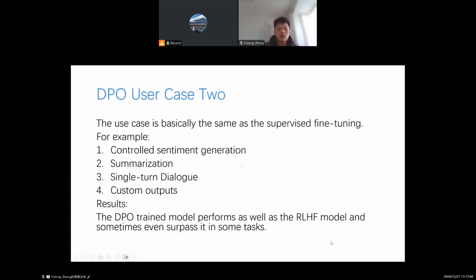And the second use case is basically the same as supervised fine-tuning. However, there are some advantages. For example, in some scenarios when only preferences can be given, we can use this algorithm to get a better result. For example, controlled sentiment generation, summarization, single-turn dialogue, or some customized output. And we can see from the original paper that the DPO-trained model performed as well as the RLHF model, and sometimes even surpassed it in some tasks. Right.